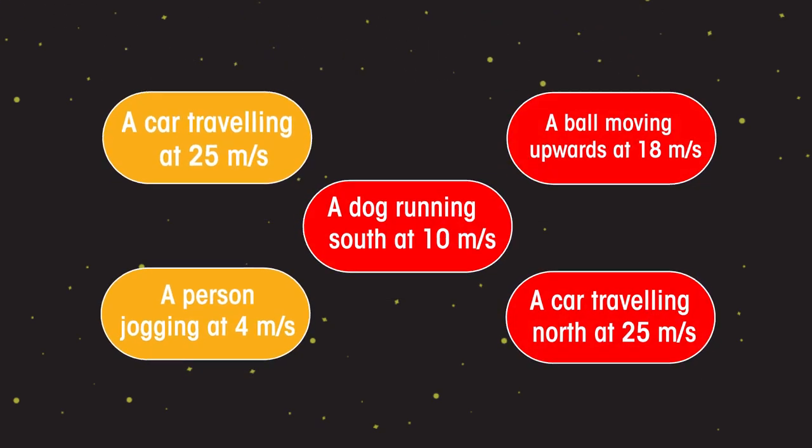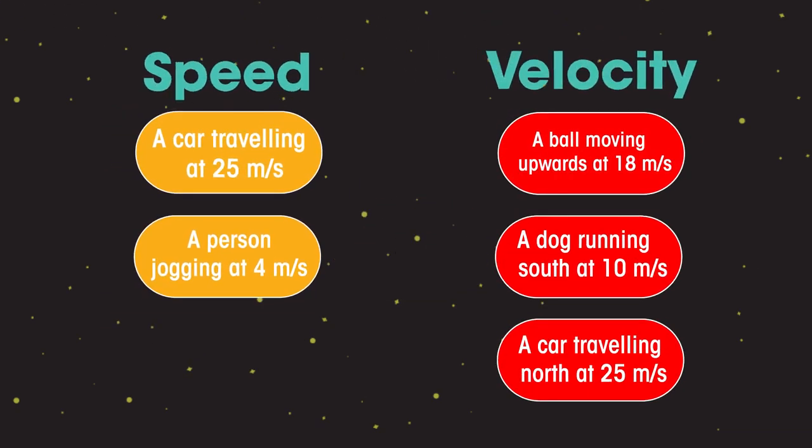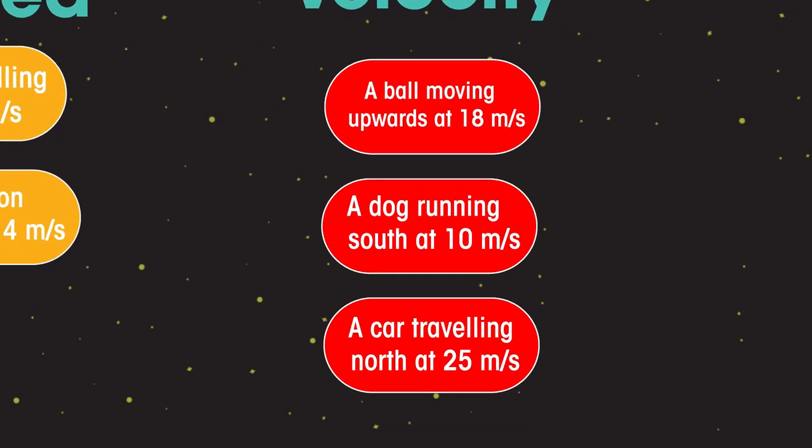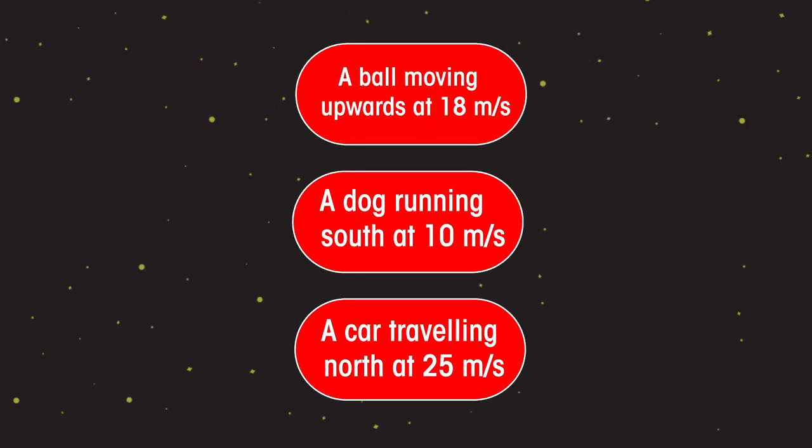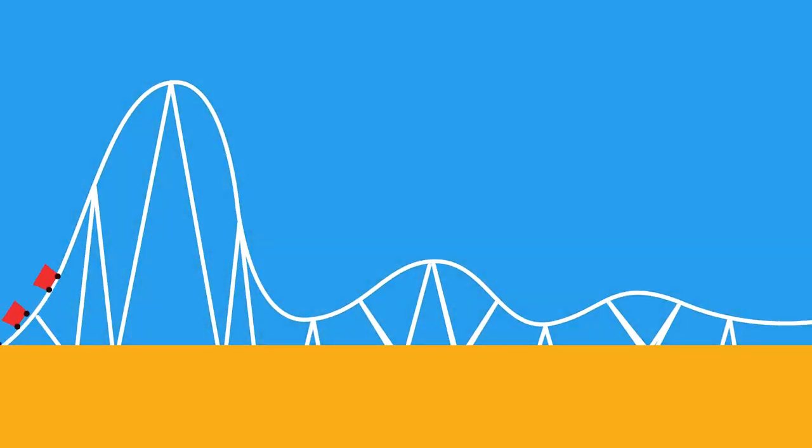So how is velocity different to speed? They both contain information about speed. Velocity is speed in a given direction. On a fairground ride, your speed and velocity will keep changing.